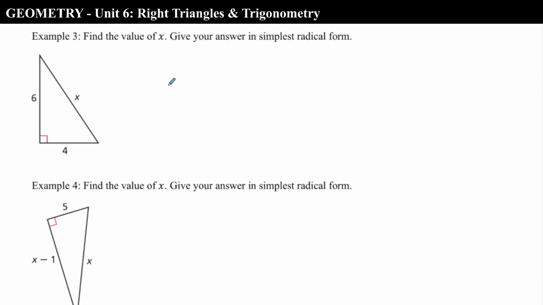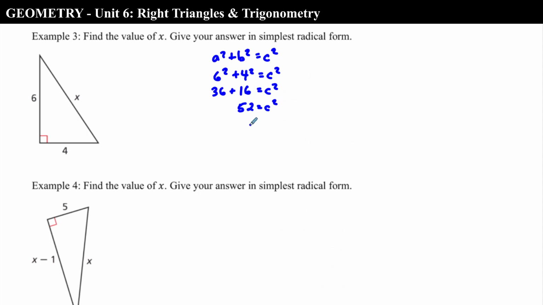So for example 3, we want to find the value of x. Well, we're going to use simplest radical form here, so we're not going to round using decimals on our calculator. You're going to have to simplify the radical when we do this. So we know a squared plus b squared equals c squared. That's our starting point. A, we can make 6, and b, we can make 4. It doesn't really matter which order you do this in because we're adding. So 6 squared is 36. 4 squared is 16. So 36 plus 16 gives us 52.